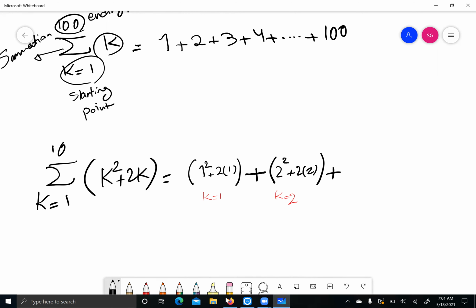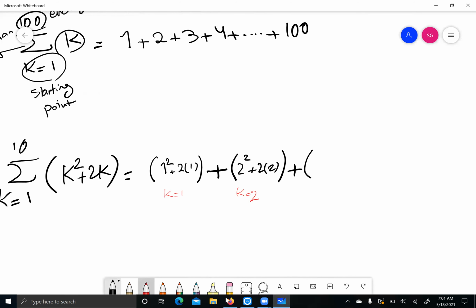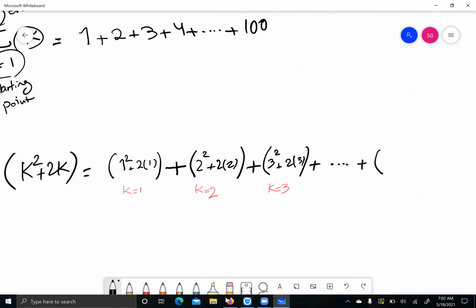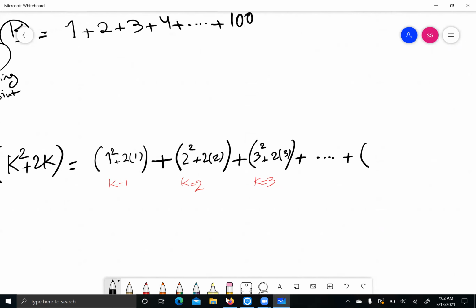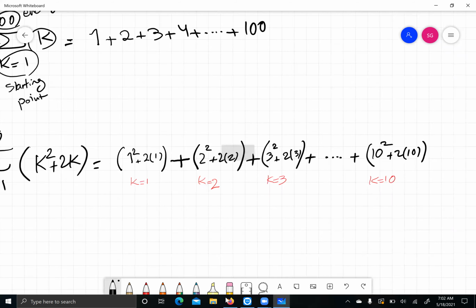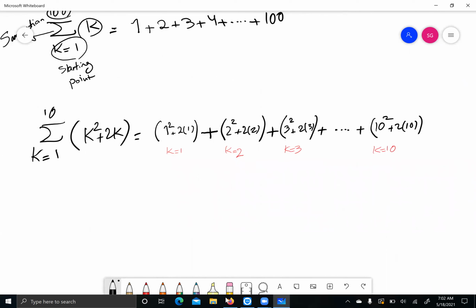You see? Now, the next term, then k is equal 3. So it's going to be 3 squared plus 2 times 3 plus, and so on. So you keep putting these terms up to the last one, which is 10. It stops at 10. So it's going to be 10 squared plus 2 times 10. Okay, so you see a summation like this, this is the expanded form. You see, this is the expanded format.